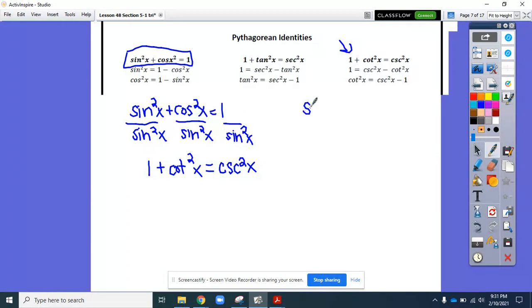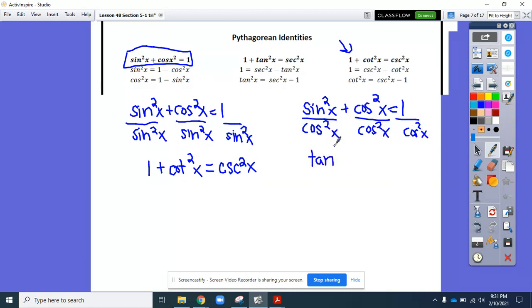We can do the same thing here. Start with your basic. Divide through by the other function. So here's cosine squared. And let's see what we get. Sine over cosine is tangent. They're squared, so it's squared. Cosine over cosine is just 1. 1 over cosine is secant. It's squared, so it's squared. That is this identity here.